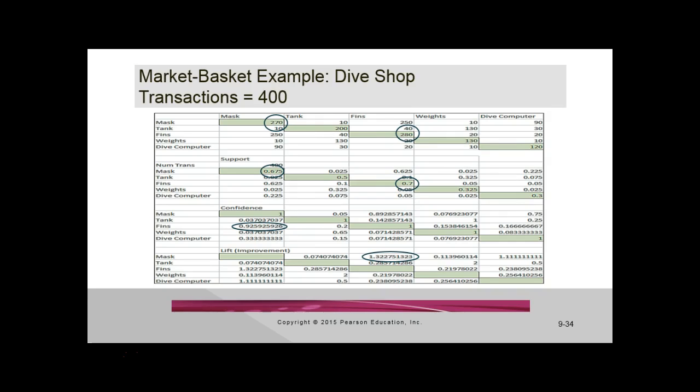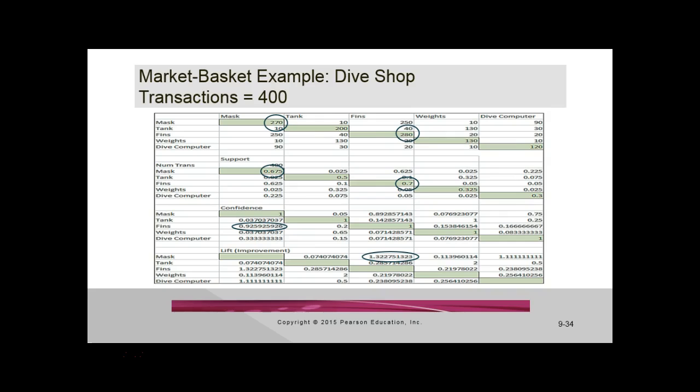The fourth term is something called lift. What percentage of transactions include fins overall? What's the likelihood, of the 400 transactions that came into my store, that someone buys fins, period? How many transactions include fins? Very good. Of the 400 transactions, 280 bought fins. 280 out of 400, it's 70%.